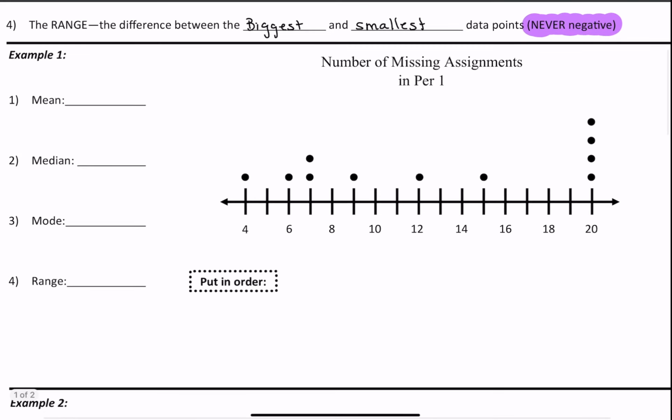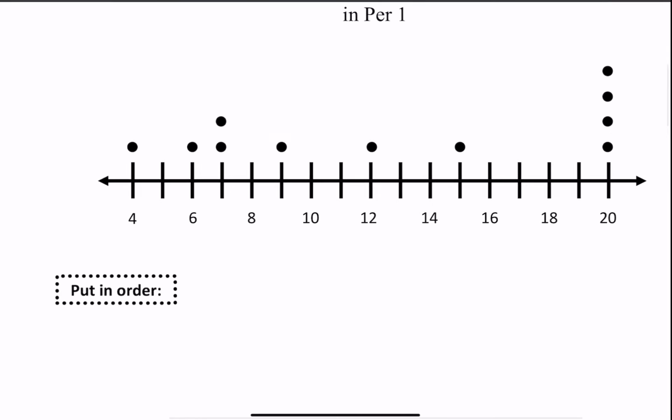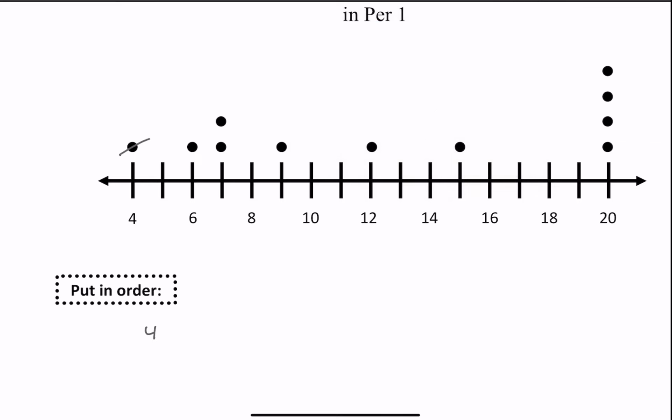All right. So here's a dot plot about the number of missing assignments in period 1. So I'm gonna first put this in order. And what's nice about dot plots is it kind of already is in order. So that's super cool. So we got, here we'll do this in gray, 1 4, we have a 6, we have 2 7s, we have a 9, we have a dot above 12, we have a dot above 15, and then we have 1, 2, 3, 4 dots above 20. So I got to write 24 times.